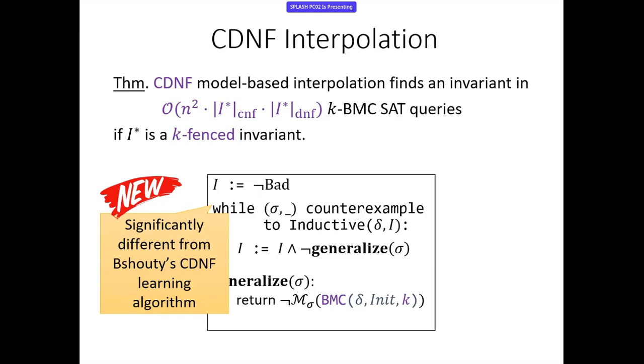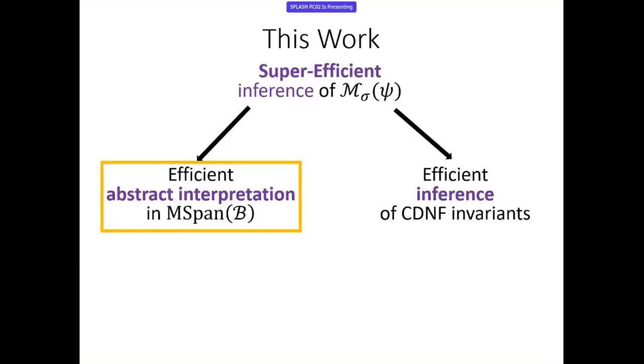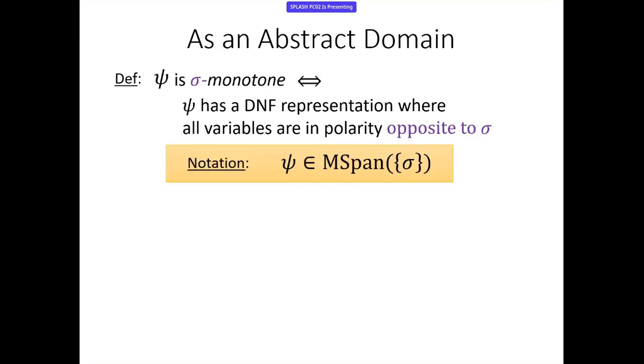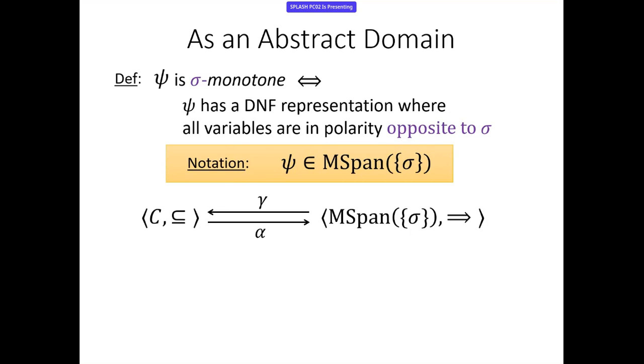So we do other things like taking the monotonizations of the k-reachable states, a concept that doesn't exist in the original learning application. Okay, so just a few quick words about abstract interpretation. We can think about the logical abstract domain that consists of all the sigma monotone formulas when we choose a specific sigma. We call it the monotone span of sigma. And then in a Galois connection between this logical abstract domain and the concrete domain of sets of states, it turns out that the abstraction function is exactly the monotonization operator of Bshouty.